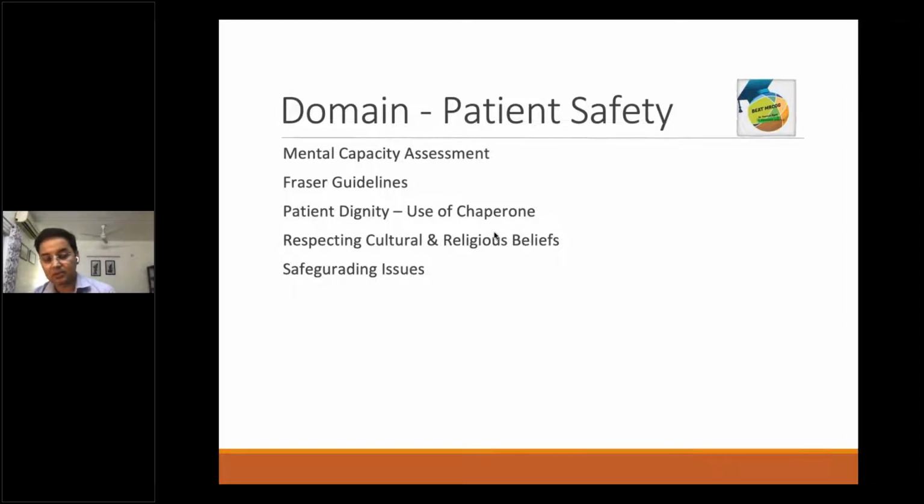And respect for cultural or religious beliefs does not mean that in the UK the patient is allowed to break the law. This is in context of FGM. It is a crime, we all know that. You also have to consider the safeguarding issues if a woman has FGM and if there are dependent children or siblings. So you have to consider their safeguarding issues as well.